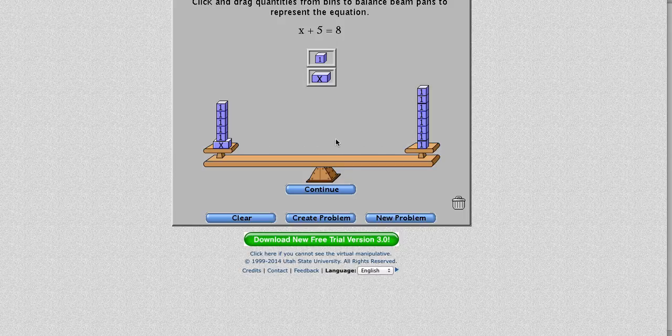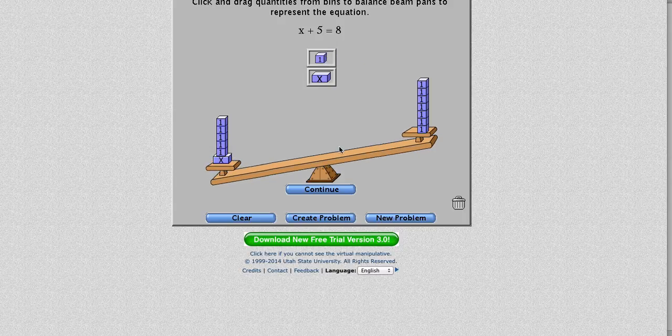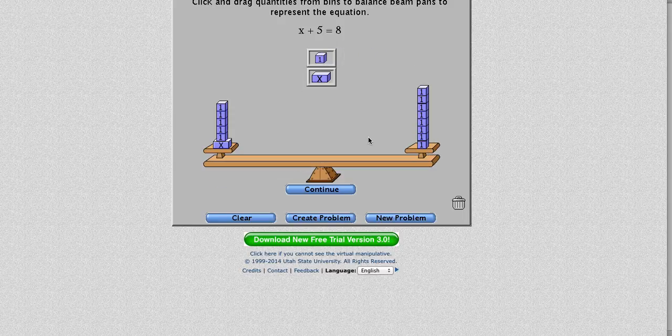Now if you take a look at this one, if I take out one of the number cubes, look what will happen to our balance scale. It's not balanced anymore. So to be able to create x plus 5 equals 8, I need to have 8 cubes here, 3 cubes here, and this is our cup x. So we bring back that 1, and now we have x plus 5 equals 8.